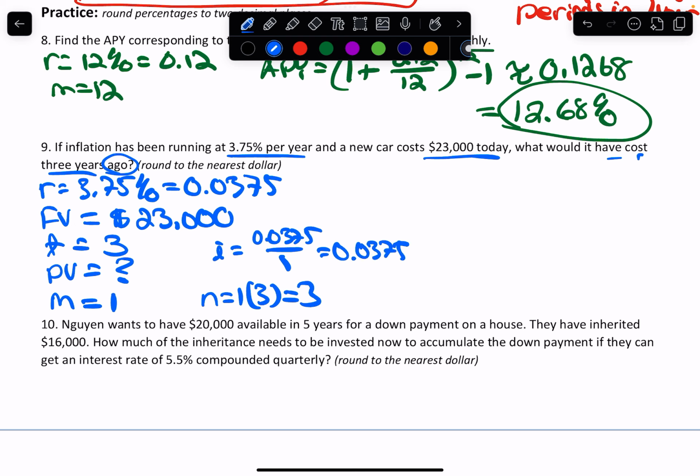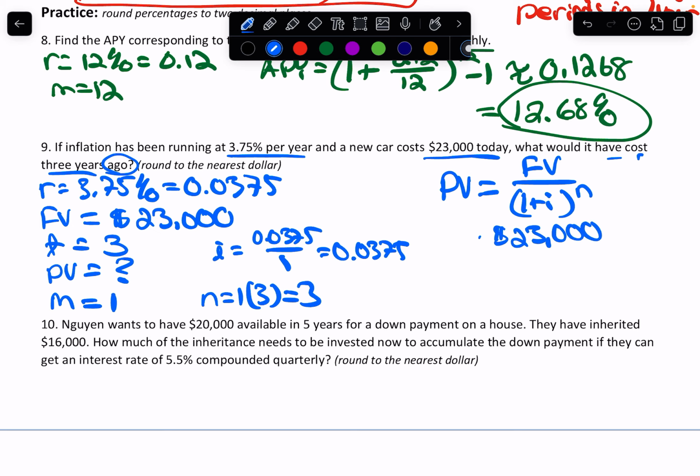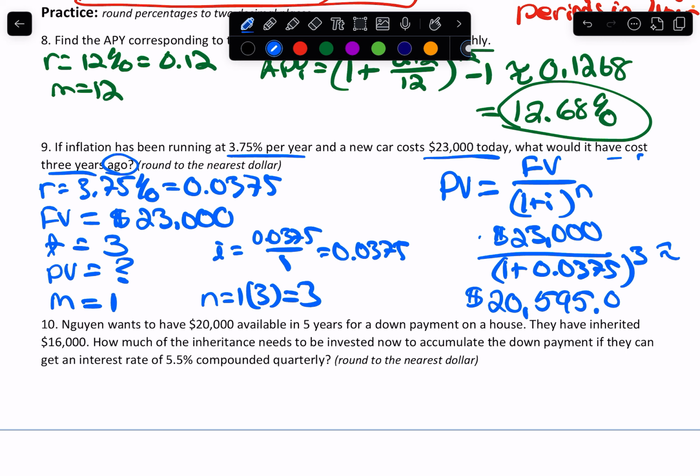Okay, on the formula sheet, you will find, again, the present value equals the future value over 1 plus I to the power of N. So let's plug the numbers in. $23,000 divided by 1 plus 0.0375 to the power of 3. And that is $20,595.08. So that's what it was worth 3 years ago, or what it would have cost 3 years ago.